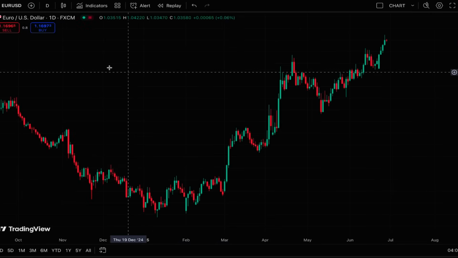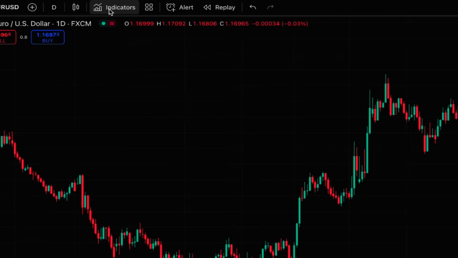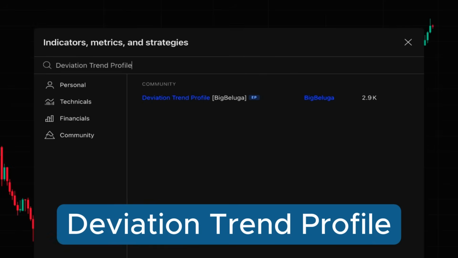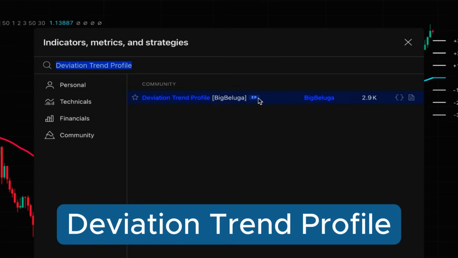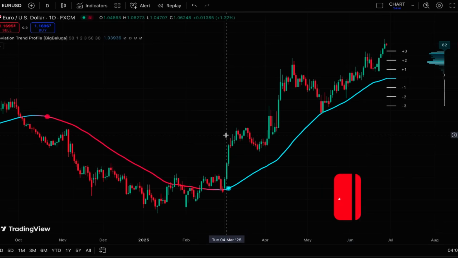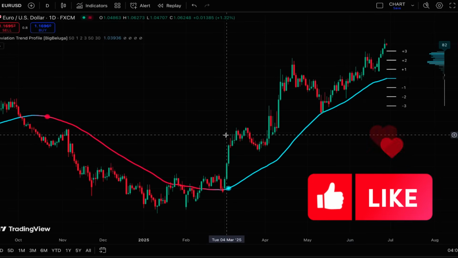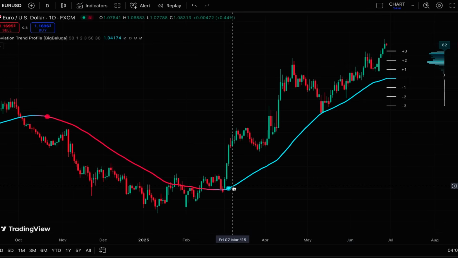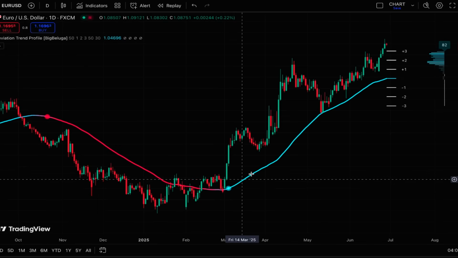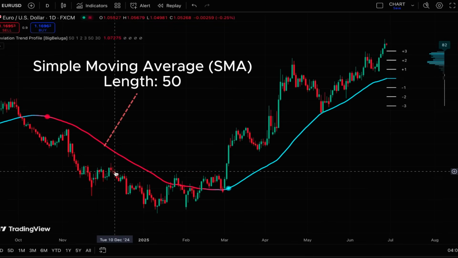Alright, to add the indicator to our chart, here we click on indicators and we search "deviation trend profile", this one, which is an Editor's Picks indicator and written by Big Beluga. Alright, this is the indicator and as you can see, it's overlaid on the price chart. Here we have a line and you can see that it changes color between blue and red, and this is a simple moving average with a length of 50.